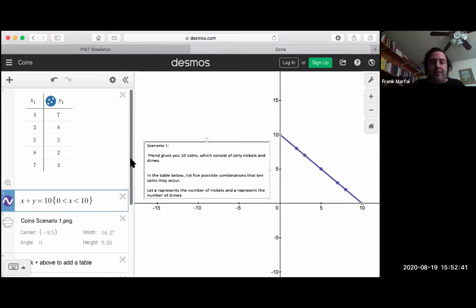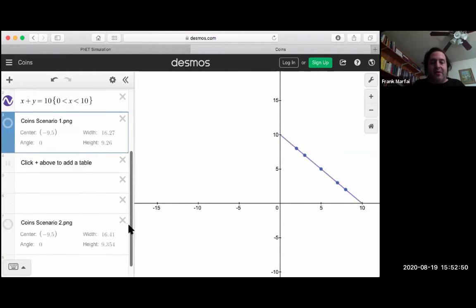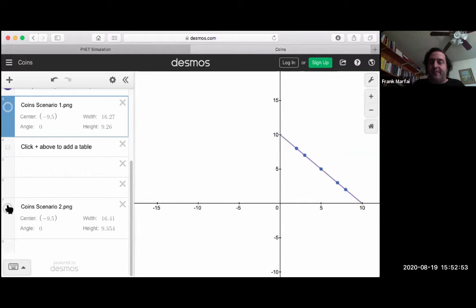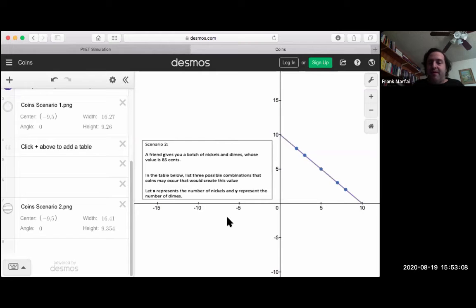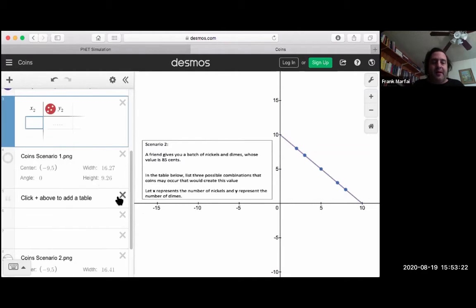So in the second part of the activity, what I asked them to do is turn off coin scenario 1, okay? And I asked them to click on coin scenario 2, the little circle. And we leave this up here. A friend gives you a batch of nickels and dimes whose value is 85 cents. In the table below, list 3 possible combinations. So you need to create a table and then list 3 possible combinations of nickels and dimes that produce 85 cents. So we would add another table and let you guys play and see what you get.